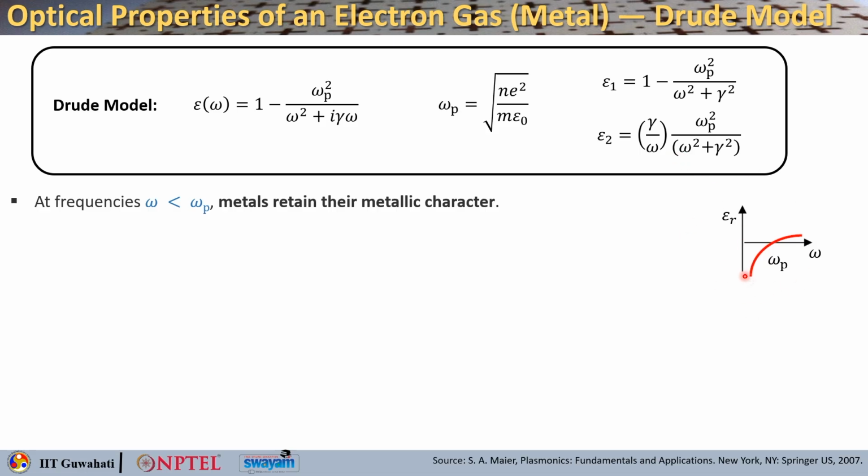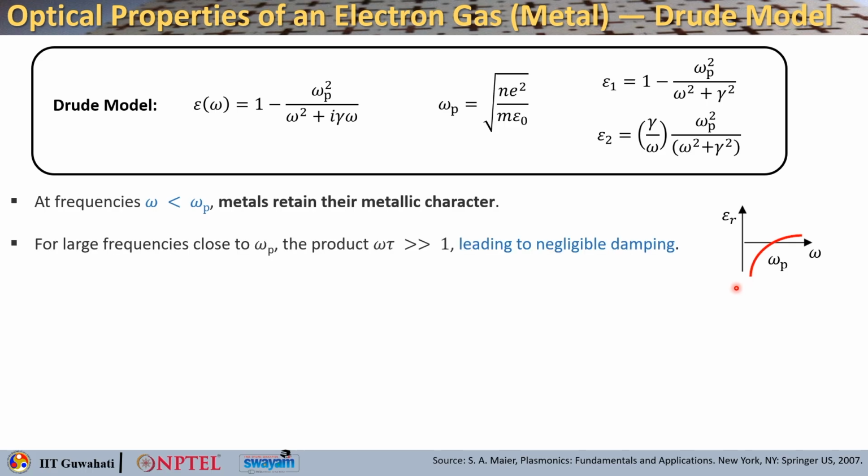Now, this is how you can plot it. You can say at omega equals omega p, if there is no damping involved, your permittivity becomes 0. What do you understand? When the frequency is below the plasma frequency, the permittivity is negative. That is where the metals retain their metallic characteristics, and the metal will be reflective.